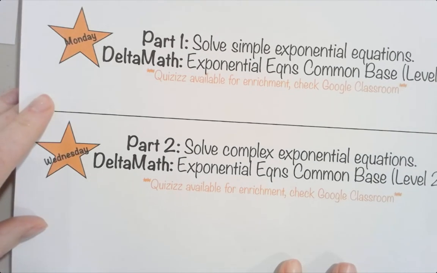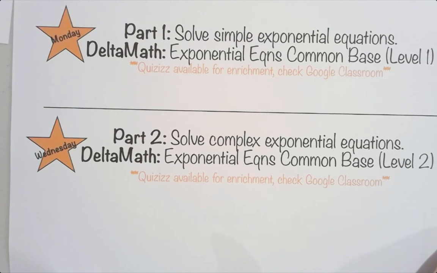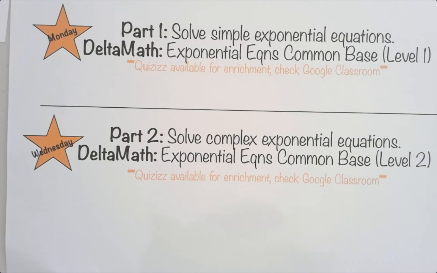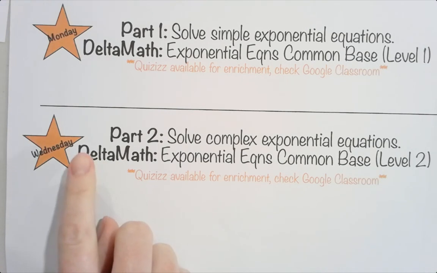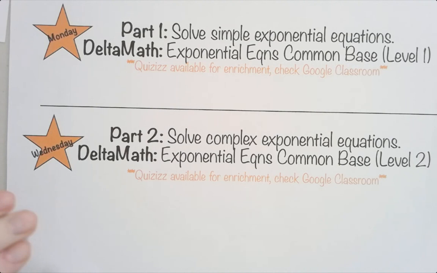All right. So part 2, you guys can go ahead and start that on Wednesday. Break this assignment up. Don't stress yourself out. I know everything's coming to a close, as the school year is winding down, of course. So, you know, go into Delta Math, do exponential equations, common base level 2 if you're good to go. Try the quizzes that I post on Google Classroom as well, guys, for a little bit of enrichment, especially if anyone plans on taking the SATs, hopefully in the near future.